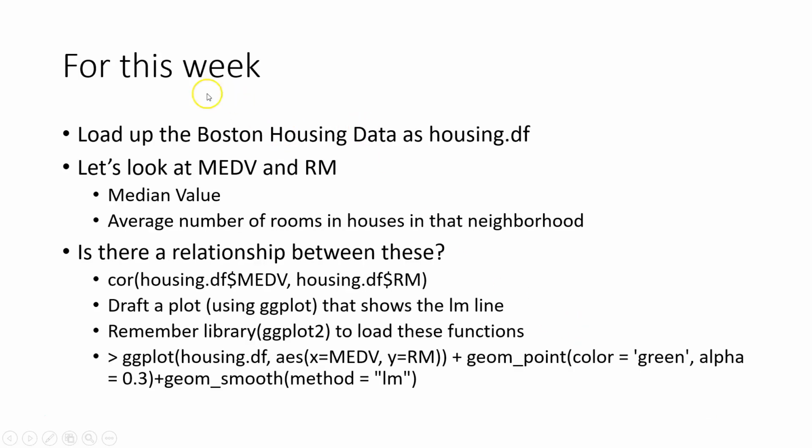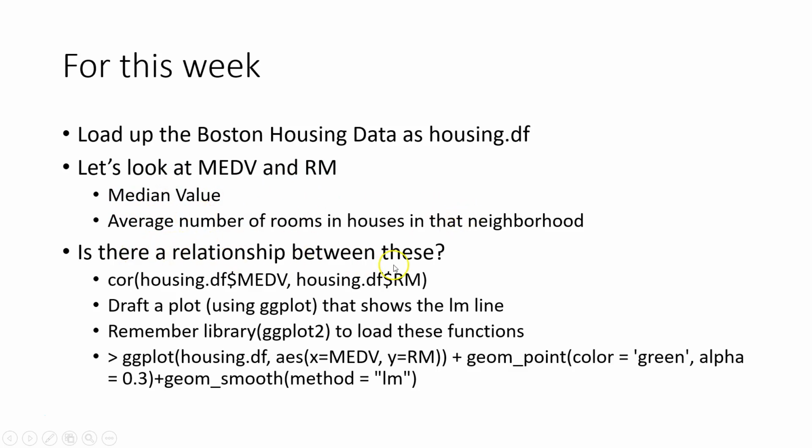Okay, for this week, you're going to load up the Boston housing data as housing.df. Then you're going to take a look at the median value and the average number of rooms. The median value is, for a particular neighborhood, the median value of homes in that neighborhood. And RM is the average number of rooms in houses in that neighborhood.